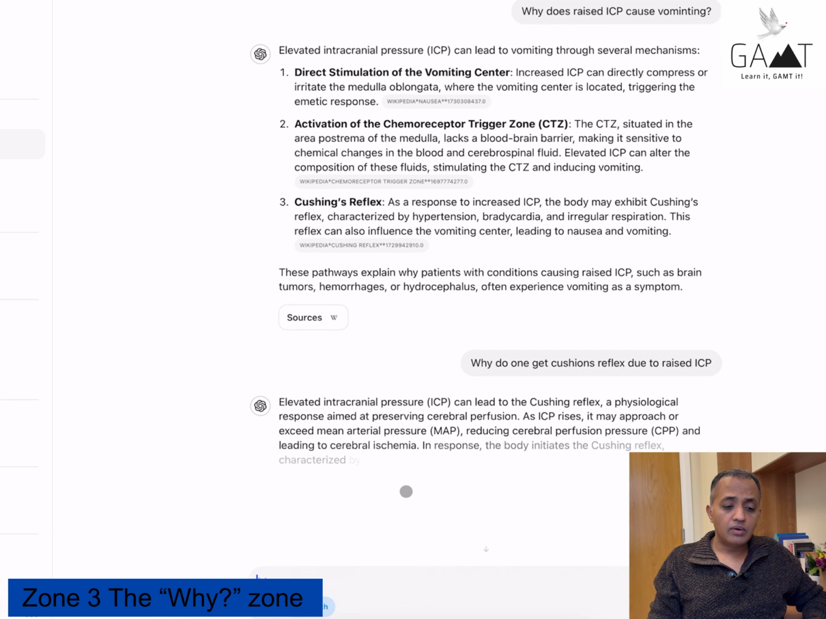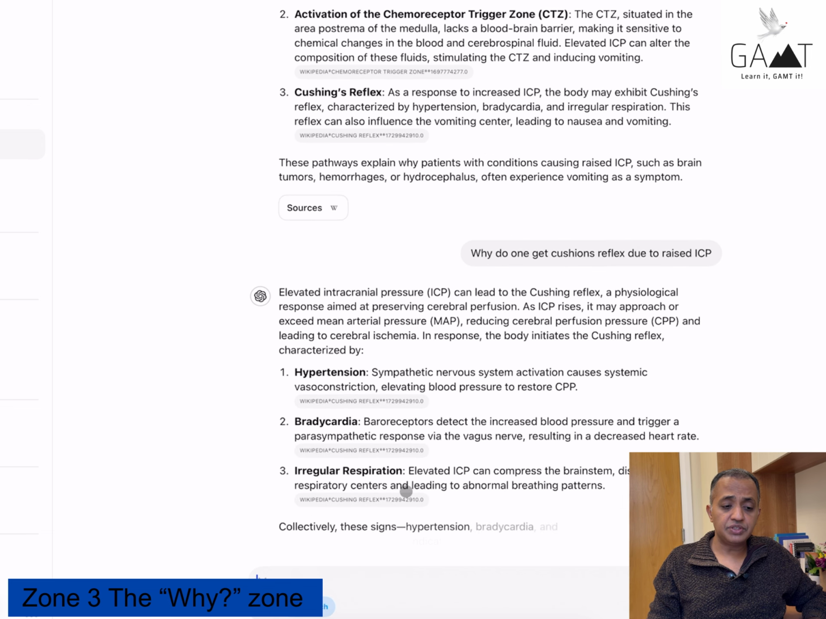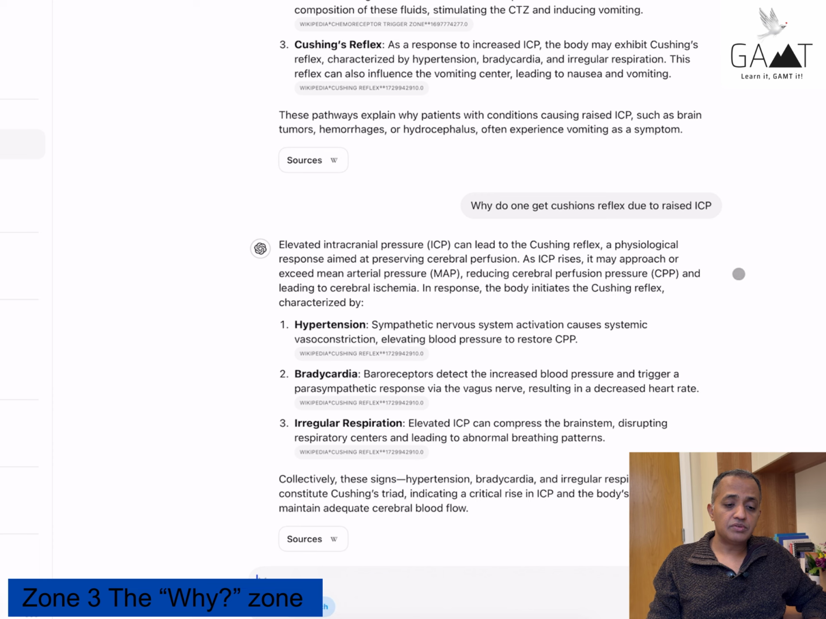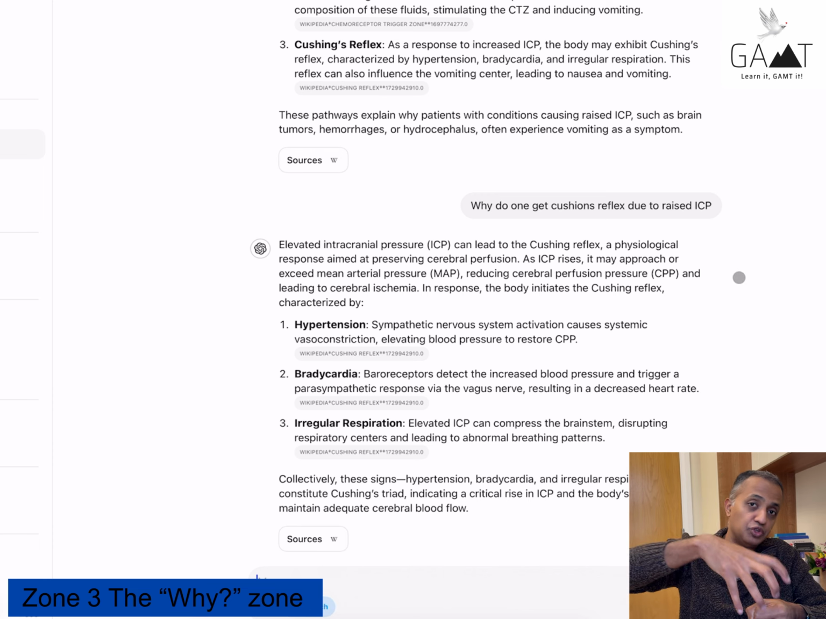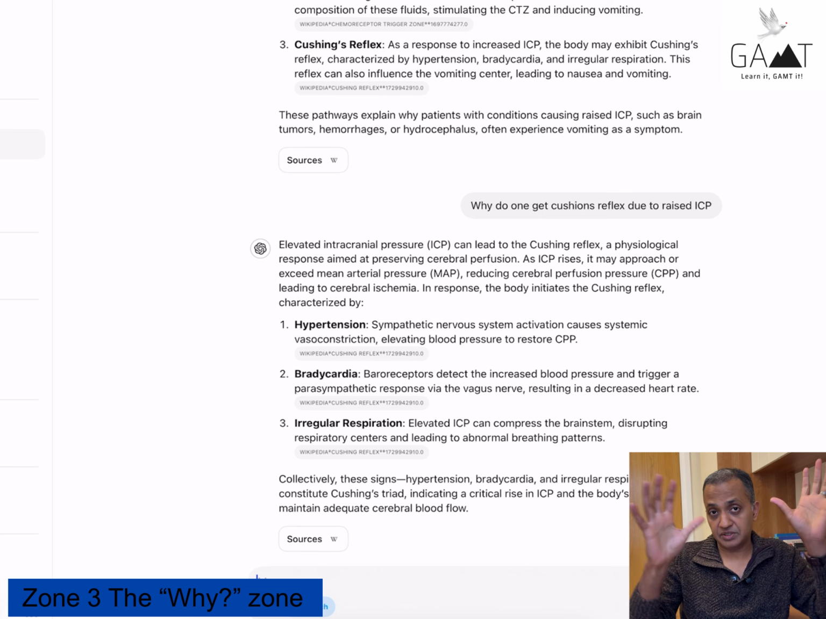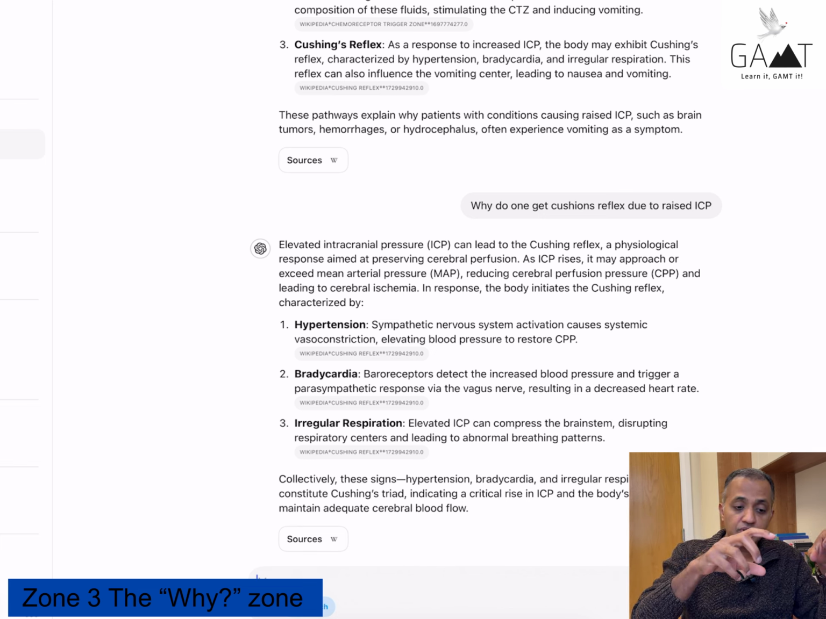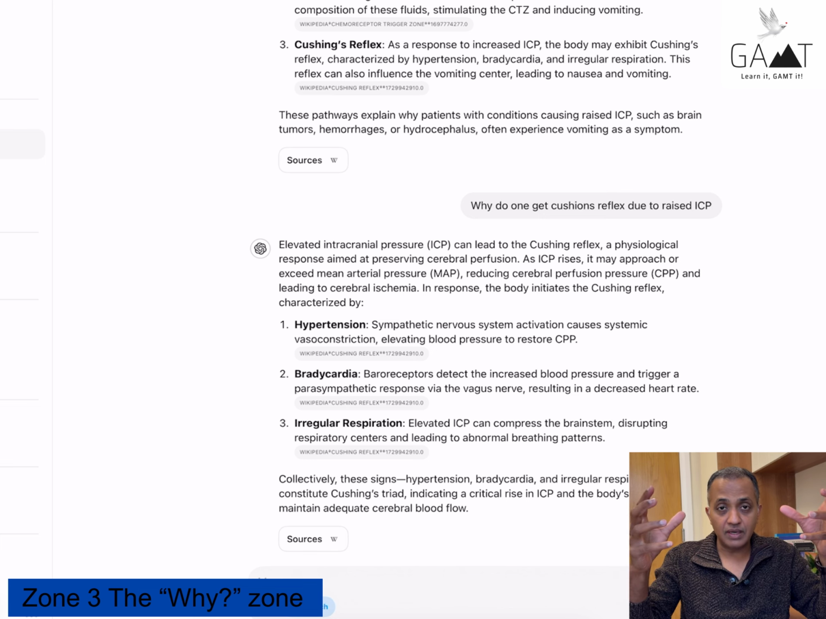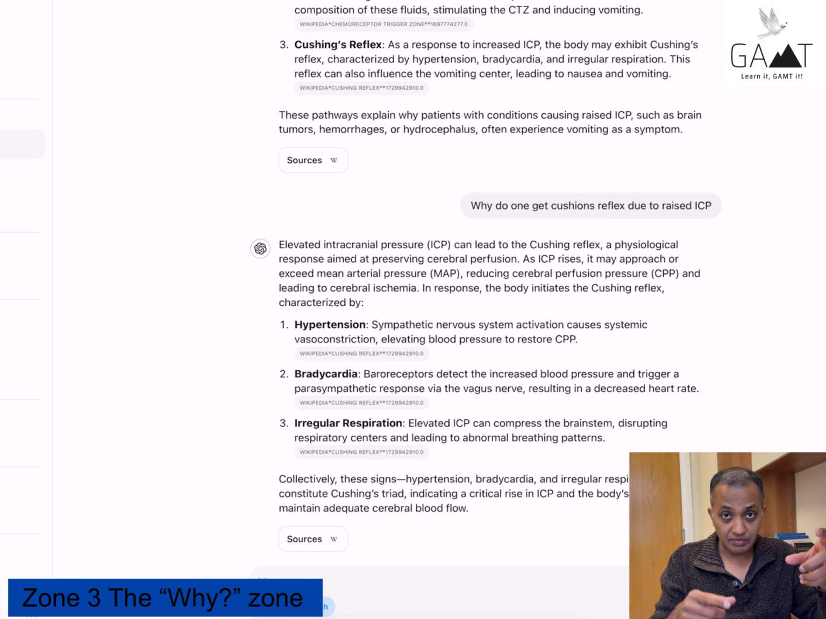All right, so ICP can cause Cushing's physiological phenomenon: hypertension, where sympathetic nervous system activation raises blood pressure. Because intracranial pressure rises, the cerebral perfusion pressure goes down. To compensate for that, you have a sympathetic stimulation which increases the blood pressure. The baroreceptors detect the increase in blood pressure and trigger a parasympathetic response via the vagus nerve, which decreases heart rate. So the increased blood pressure stretches the baroreceptors and causes bradycardia.